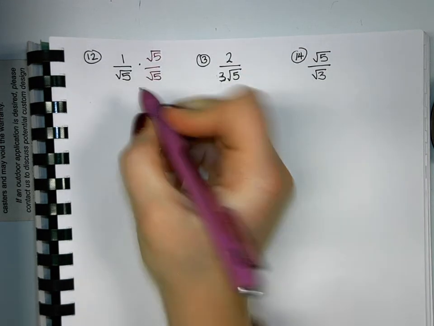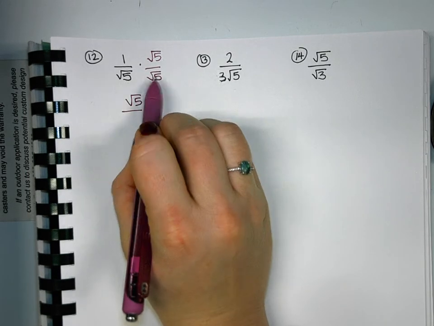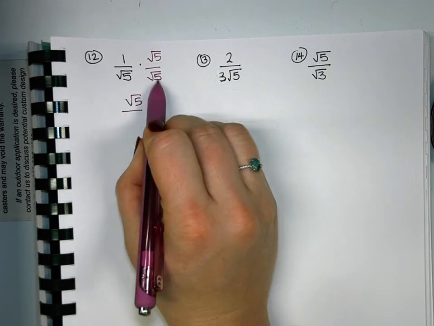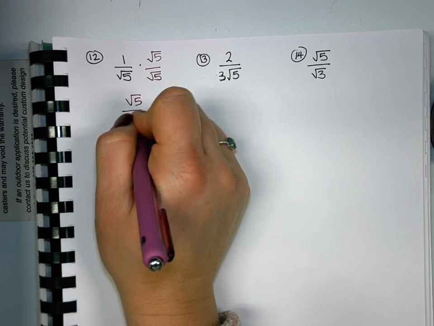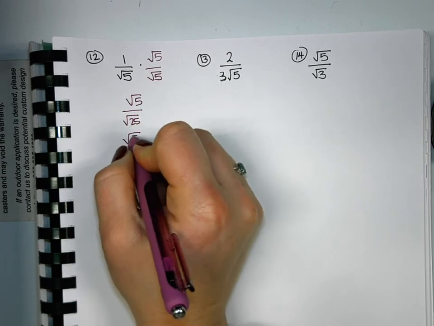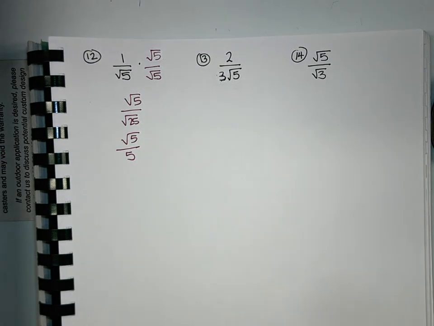So we get square root 5 over, and then what happens when we multiply the same square root together? The square root of 25, which just becomes 5. You guys remember how to do that from last semester? We did it right at the end of the semester with our trig stuff.